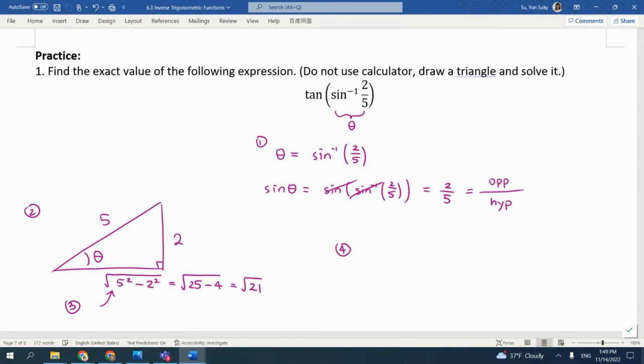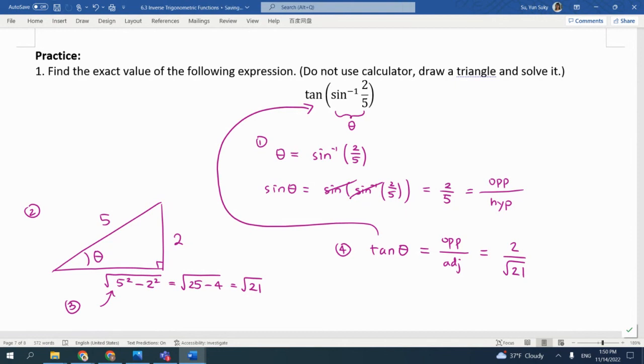Last step. What are we looking for? We're looking for tangent theta. What's tangent theta? Opposite over adjacent. What's opposite? What's adjacent? Yes. Very good.